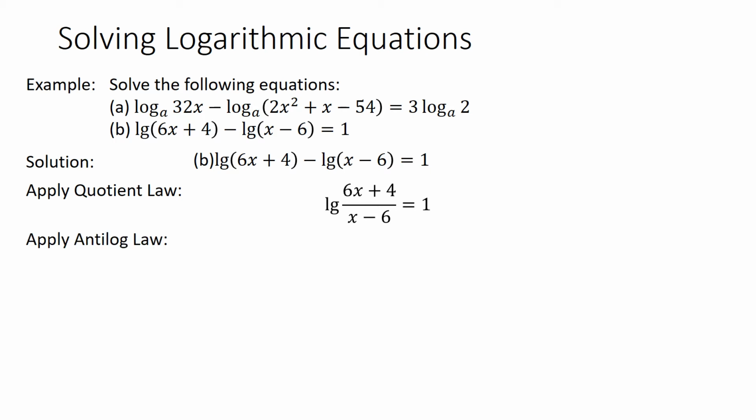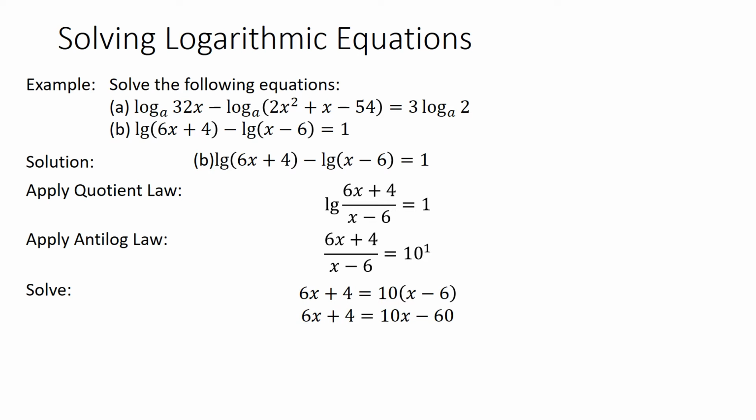Now we can apply the anti-log law, which will be 6x plus 4 over x minus 6 equals 10 to the power 1. Now we can solve as normal algebra, which is 6x plus 4 equals 10 times x minus 6. Expand, we get 6x plus 4 equals 10x minus 60. 4x equals negative 64 and x equals negative 16.